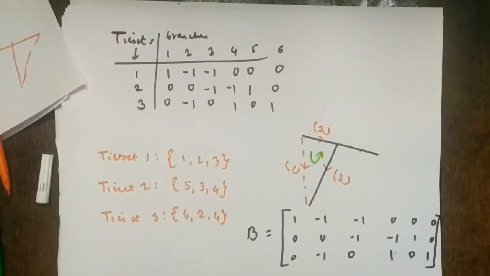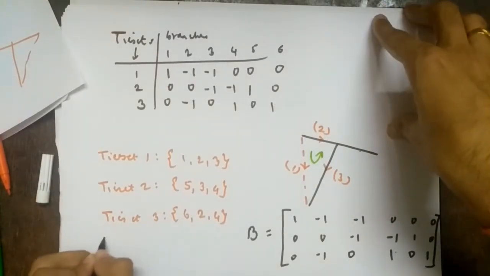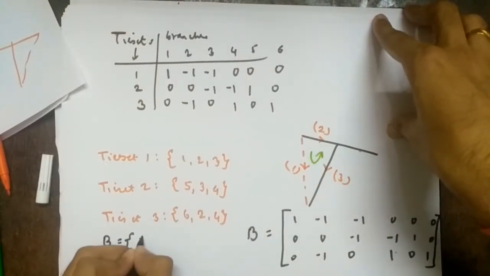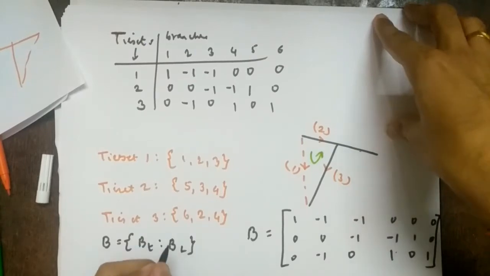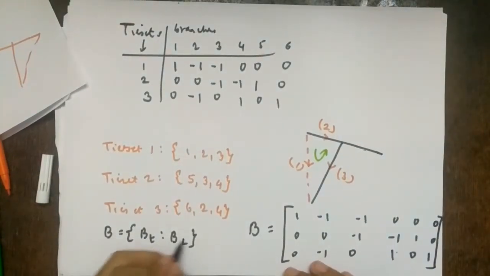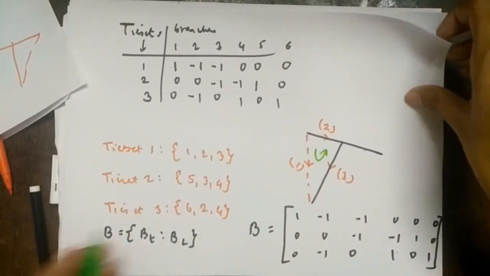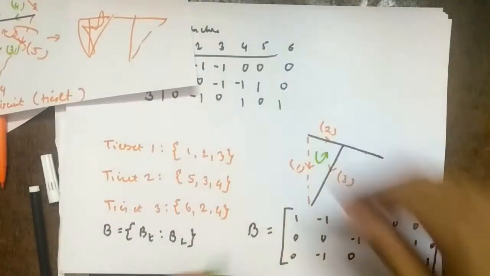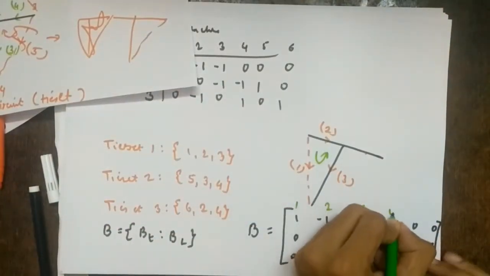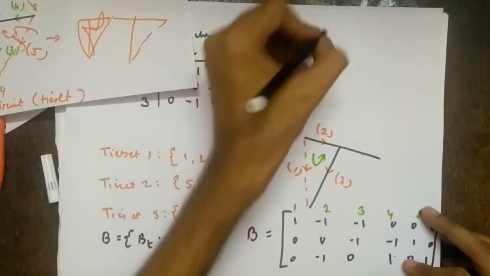Fine. So again what we do, we try to arrange it in the form of first twigs and then links. Which are the tree branches here? Tree branches 2, 3, 4. Right. So if I name these branches 1, 2, 3, 4, 5, 6, I have to first write these 3.